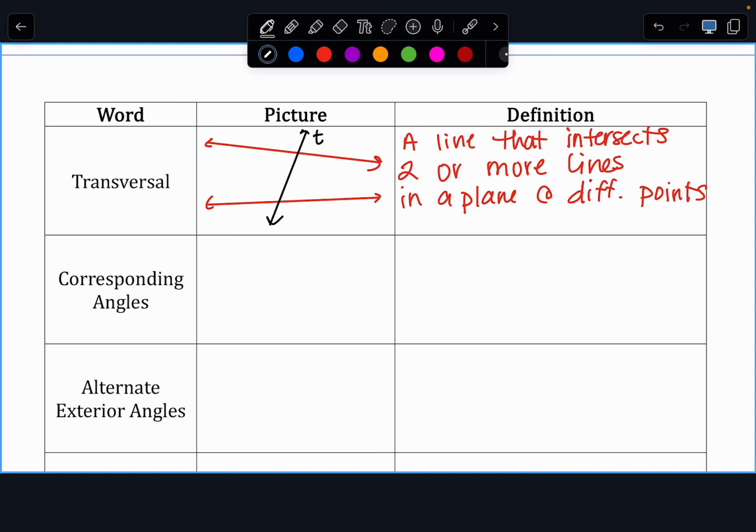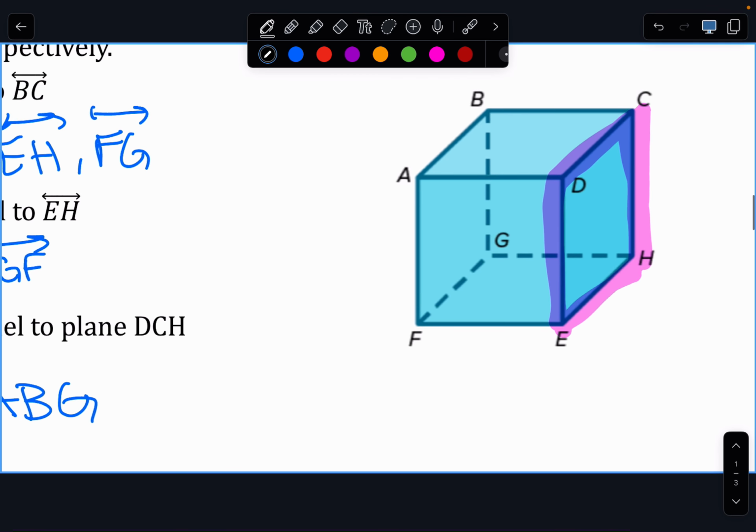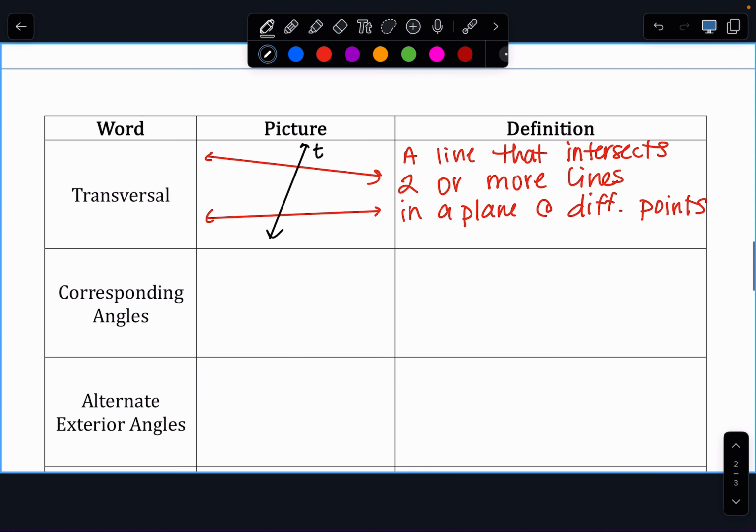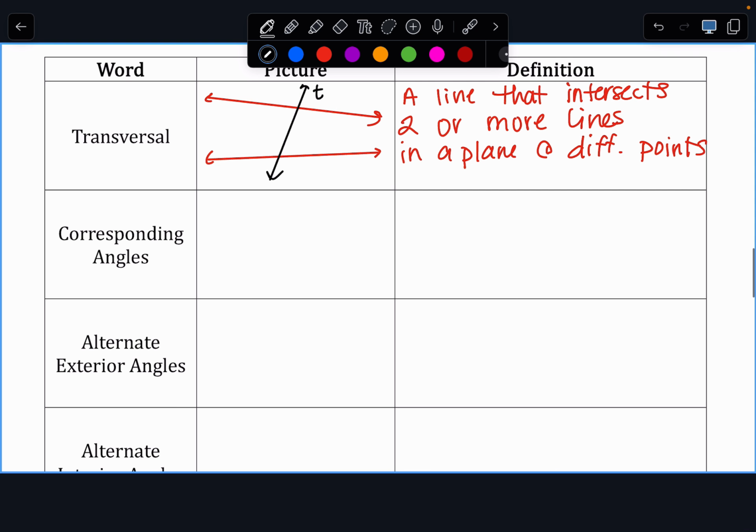But basically, we could have a line here and then a line shooting through, right? We want to make sure that we're in the same plane. Now, what we're going to be doing, we're going to be in just one plane, okay? But we have to specify it now that we know that we can be in more than one plane, okay? All right, so now, corresponding angles.